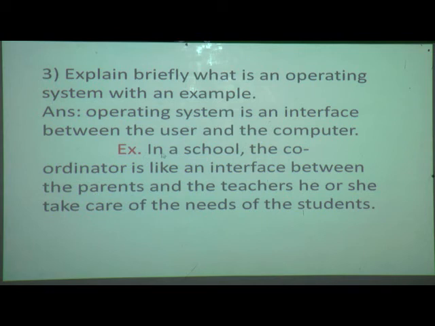What is the example? In a school, the coordinator is like an interface between the parents and the teacher. He or she takes care of the needs of the students. Okay.